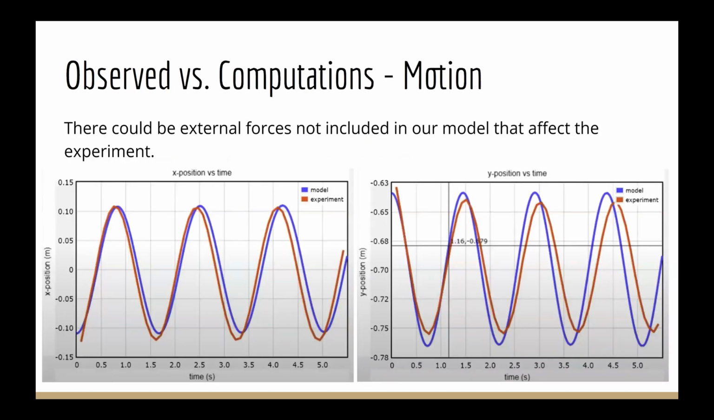All right, so moving on to the difference between our observed results and computational results for the motion. As you can see, our model does a pretty good job of representing the actual motion, but there are some differences, and this can be attributed to the fact that our experiment is not a closed experiment, meaning that it didn't occur in a vacuum, and there are other forces besides our spring and gravitational force that are affecting our system. So while our model might not be perfect, it's pretty accurate.